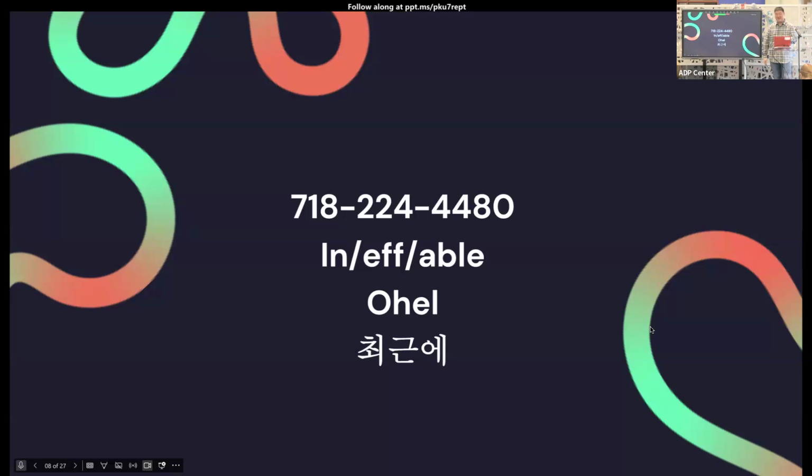This is a Korean word, 최근에. And I was actually quite bad at Korean when I went to Korea in 2008. I was worse than most people who took introductory Korean and went to Korea. But I was studying Korean because I wanted to be able to speak the language quite well.